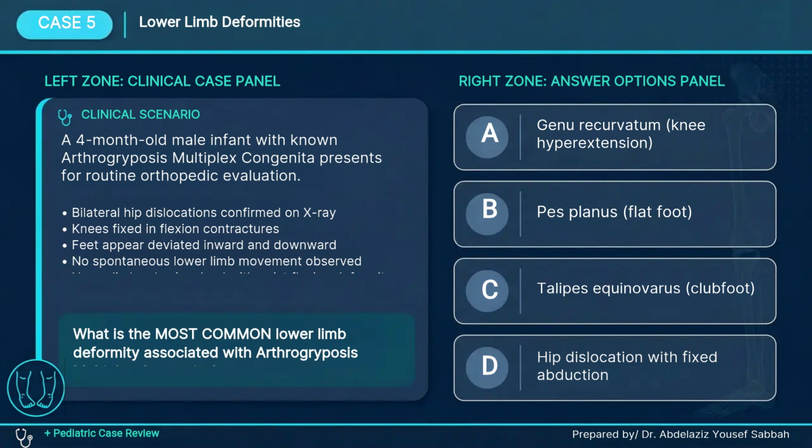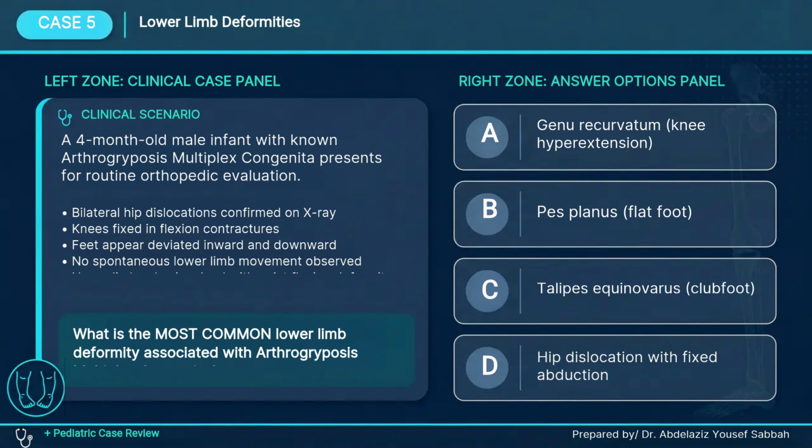Bilateral hip dislocations confirmed on X-ray, knees fixed in flexion contractures, feet appeared deviated inward and downward, no spontaneous lower limb movement observed, and upper limbs also involved with wrist flexion deformity. What is the most common lower limb deformity associated with Arthrogryposis Multiplex Congenita?